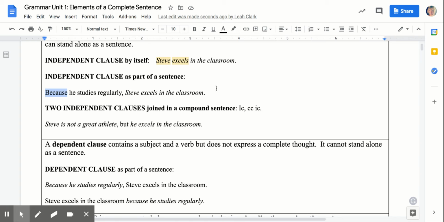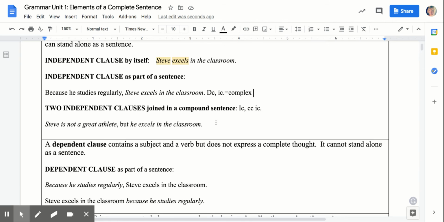So essentially right here we have DC, comma, IC. What kind of sentence do we have right there? A complex sentence. Okay, DC, IC. Could we revert this? Absolutely. We could revert this and have IC, DC, and we'll talk about that a little bit more specifically here in a second.